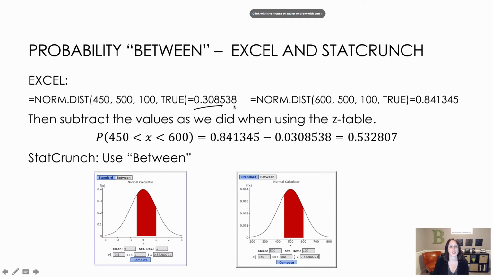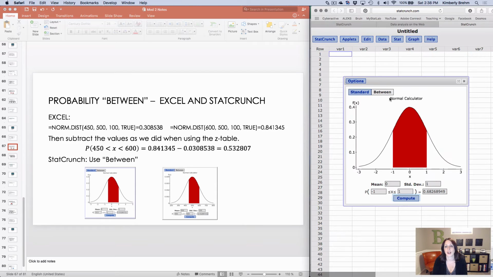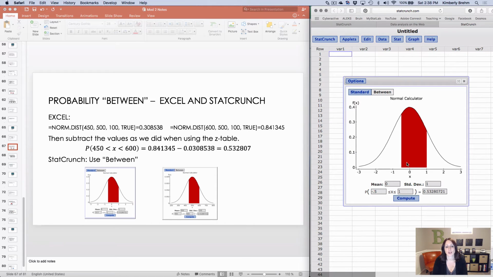I would again have to find the two values, and then I would have to subtract them just as I did on my previous example. Now, using StatCrunch, I can of course compute this, a mean of 0, a standard deviation of 1. I'm actually going to click on between, so 0, standard deviation of 1. I'm saying between negative 0.5 and positive 1, and then compute, and now it's drawn my picture for me and told me that it's 53.28%. Again, I could have done that without the actual z-scores and used the raw data instead, which I did here, mean of 500, standard deviation of 100, and then plug those values in.